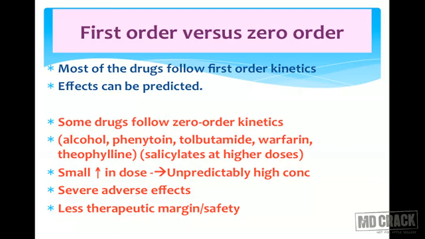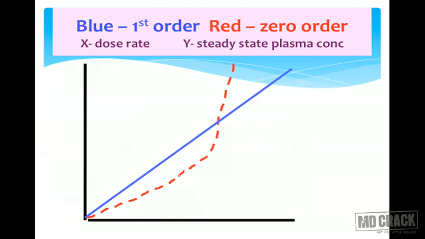And we need to remember them. The first one, very important, is ethyl alcohol. Then the anti-epileptic drug phenytoin, anti-diabetic tolbutamide, an anticoagulant warfarin, and theophylline. Also salicylates, they start following zero order kinetics at higher dose level. So what happens is a small increase in the dose leads to unpredictably high concentration and severe adverse effects. This is why these drugs have less safety or less therapeutic margin. So first order and zero order.